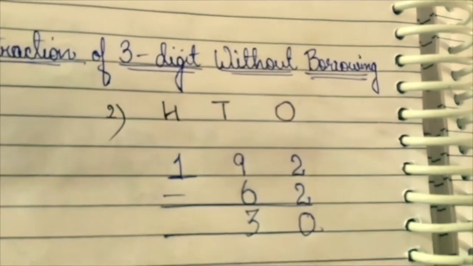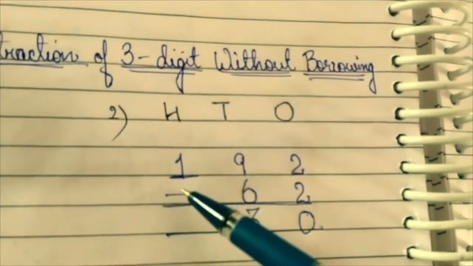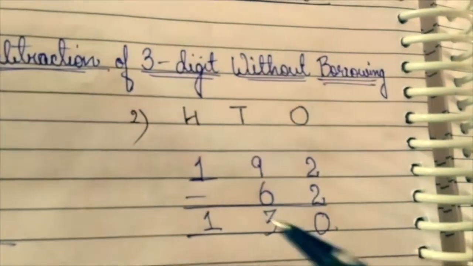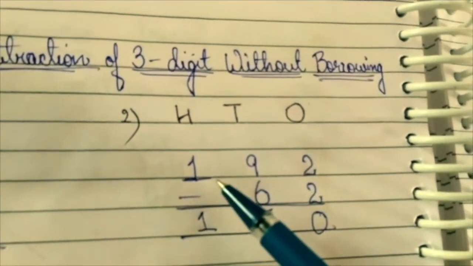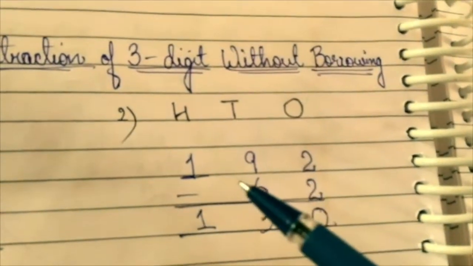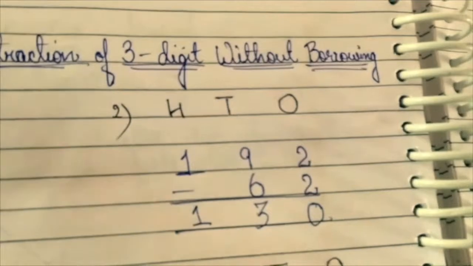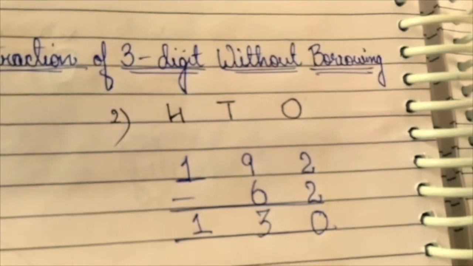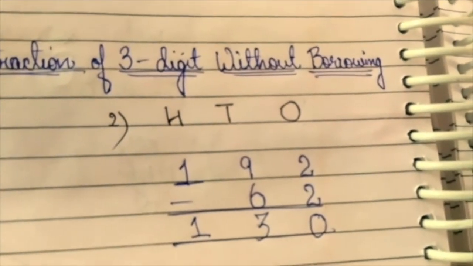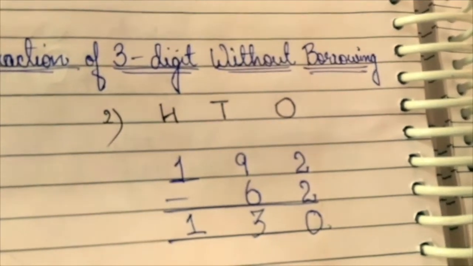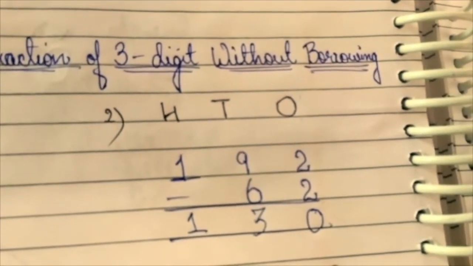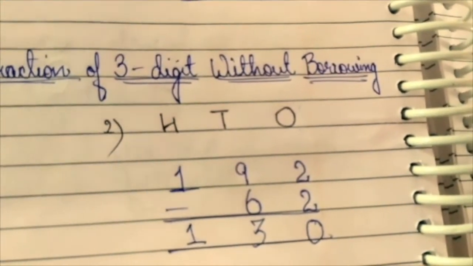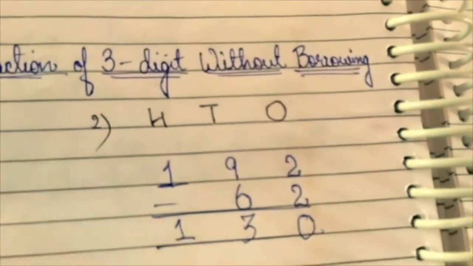Let's solve the 100 column. 100 minus 0 is equal to 100. If nothing is there, we will consider it as 0. So students, the difference between 192 minus 62 is equal to 130, and 130 is equal to 100, 3 tens, and 0 ones. I hope you all are understanding the difference, how we are taking without borrowing. Let us take 2 more examples.